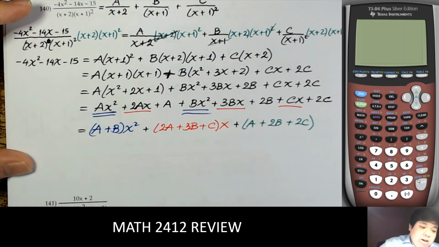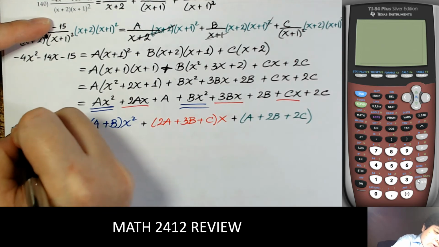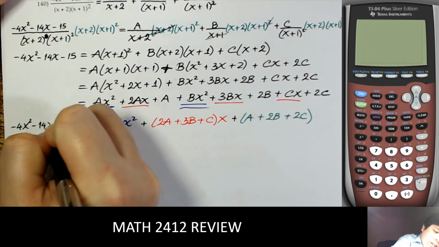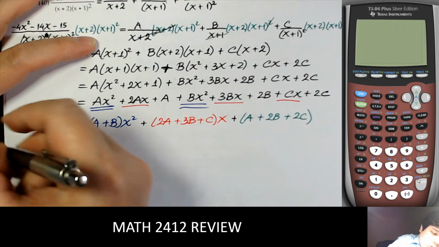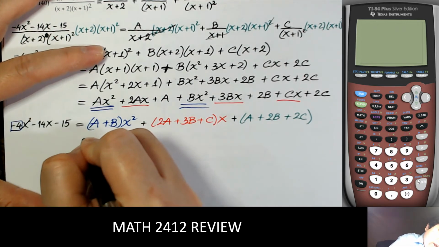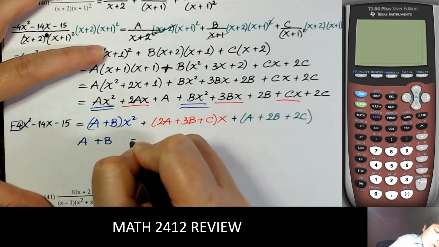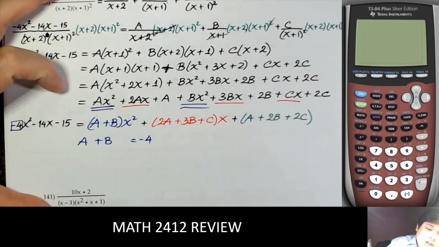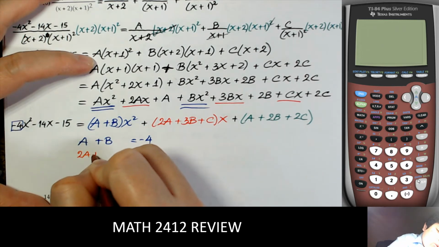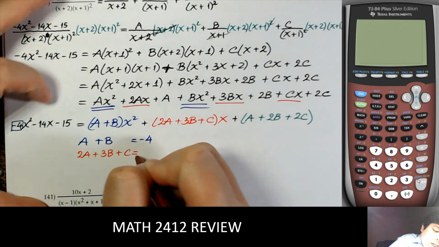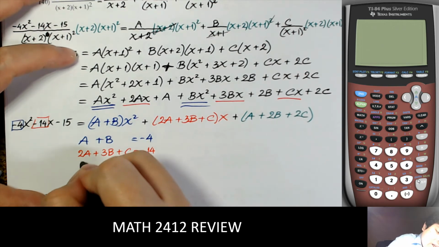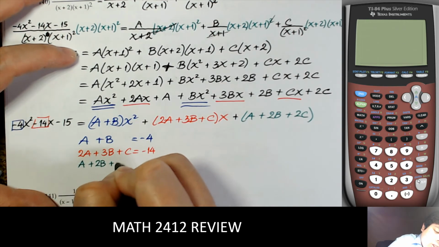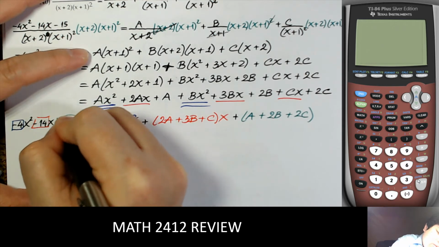On the left hand side, we still have negative 4x squared, negative 14x, negative 15. For x squared, we have negative 4, so a plus b equal to negative 4. Next equation, 2a, 3b, and the c equal to negative 14. And a plus 2b plus 2c equal to negative 15.